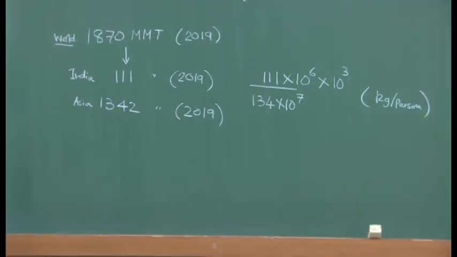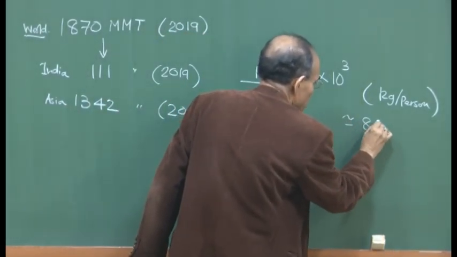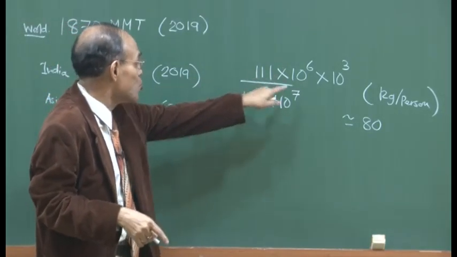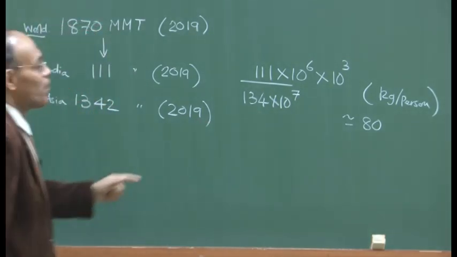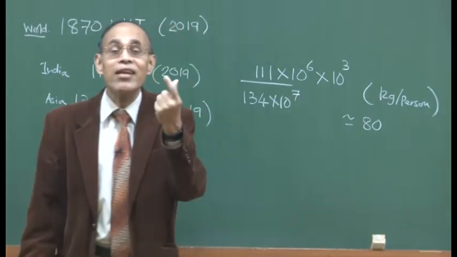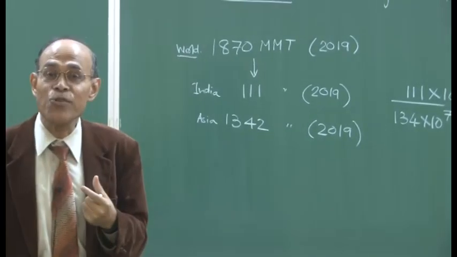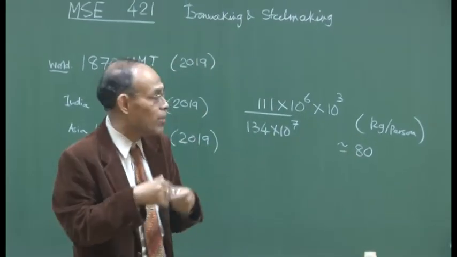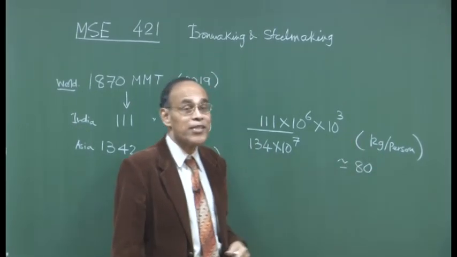So you can see that India roughly, as of now, per capita steel consumption is between 75. It is going to be actually, if you look at it, 11100 divided by 134. So this is going to be roughly about 80. So 80 kg per person is the steel consumption. And this per capita steel consumption is a very important parameter in determining how well a country is doing. The wealth, or the affluence of a society, or the development of a society, is measured today by the quantity, that is, the per capita steel consumption.